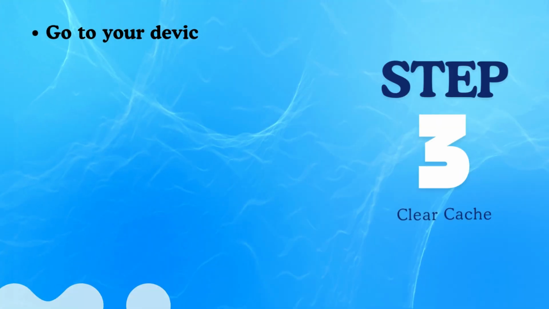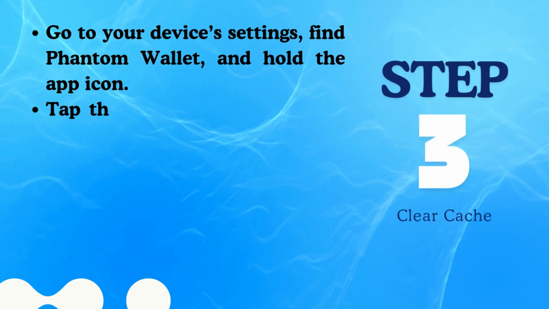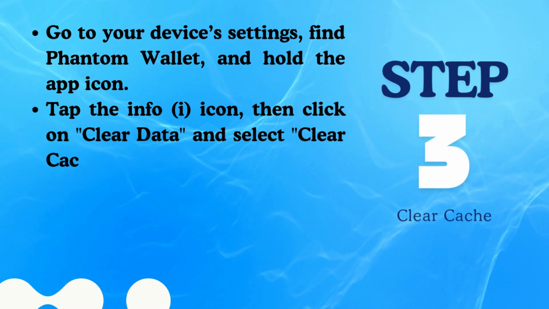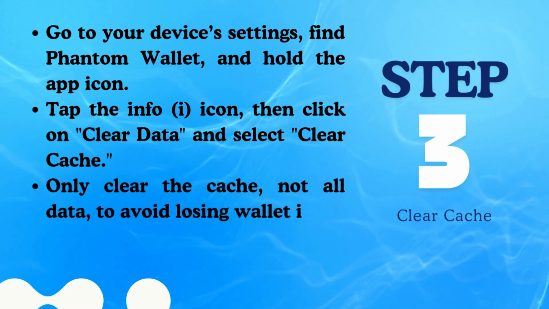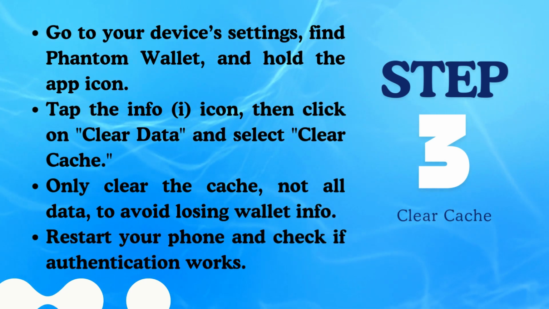3. Clear cache. Go to your device settings, find Phantom Wallet, and hold the app icon. Tap the info or eye icon, then click on Clear Data and select Clear Cache. Only clear the cache, not all data, to avoid losing wallet info. Restart your phone and check if authentication works.